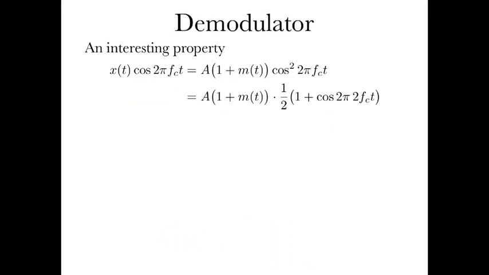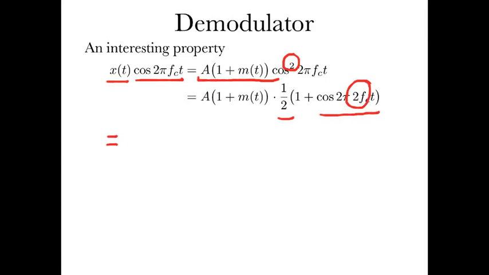Well, little surprise here. Let's look at this little mathematical property. Suppose we take x and multiply it again by a cosine. The original transmitted message was A times (1 plus m) times cosine, and multiplying it again by cosine gives me cosine squared. What's cosine squared of theta? Well, cosine squared of theta is 1/2 times (1 plus cosine of 2 theta). So we wind up with something at twice the carrier frequency that we started with.